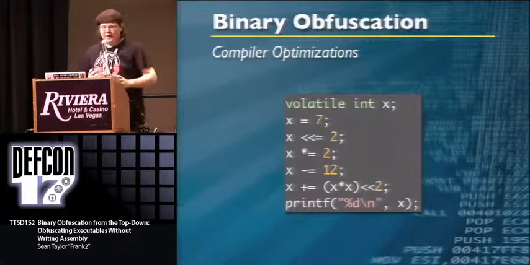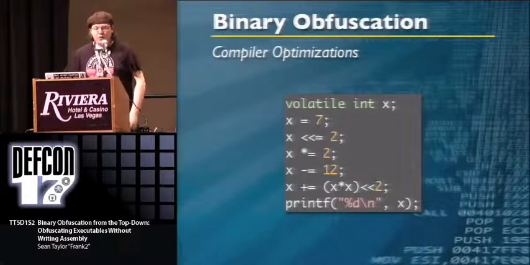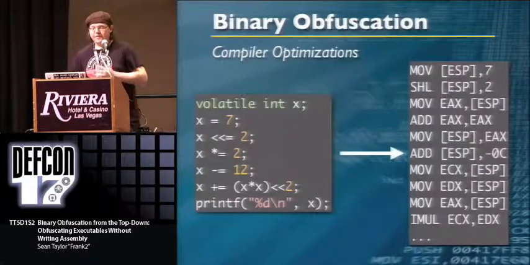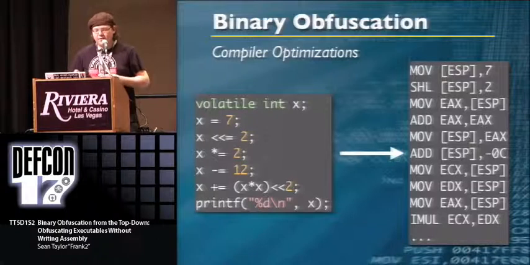But if we put in the volatile keyword, then a whole bunch of weird stuff happens. This is the exact same code, obviously. This is what happens when you actually compile it. 7 gets moved into a pointer on the stack, and then that variable gets shifted over to, and it's basically literally copying every single thing we did.